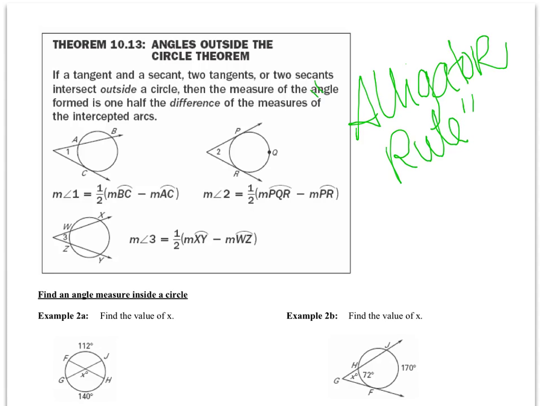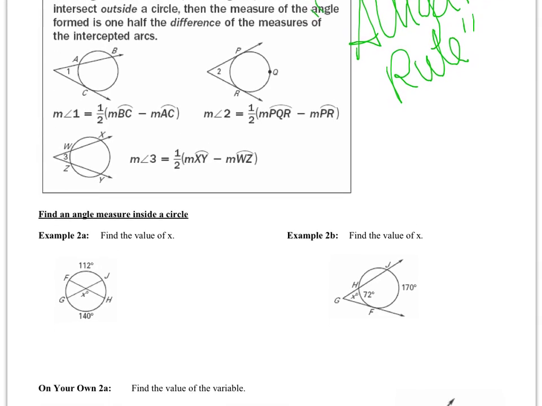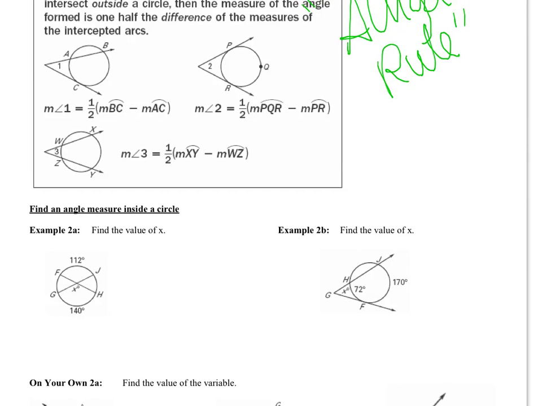So the trickiest part really about these last two theorems is making sure you get them right. So that's why you're going to want to look at the picture and say, is that the bow tie rule or the alligator rule? So example 2A, it says, find an angle measure inside a circle. So example 2A, find the value of x.